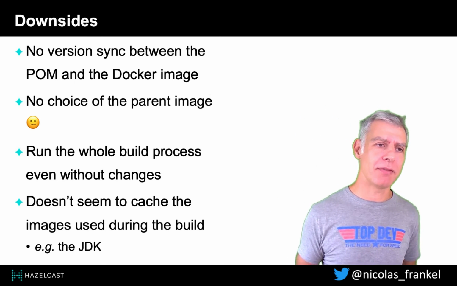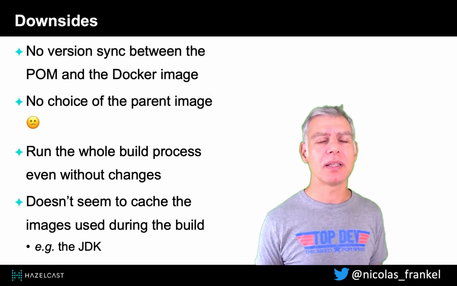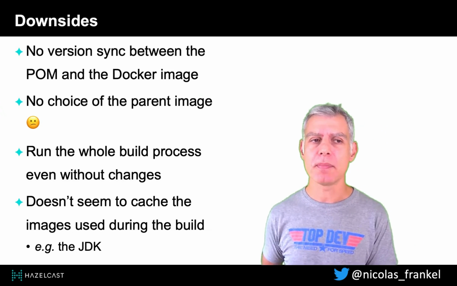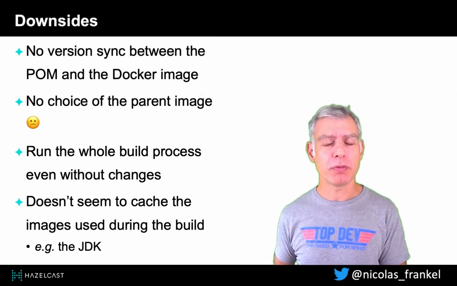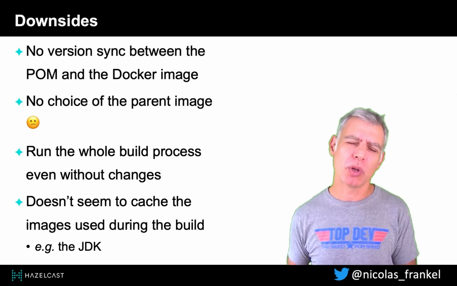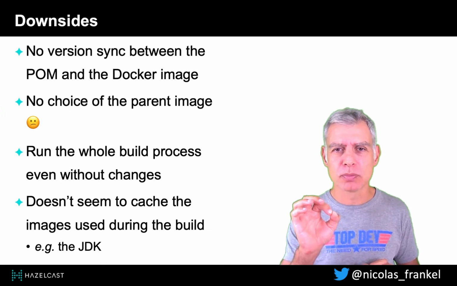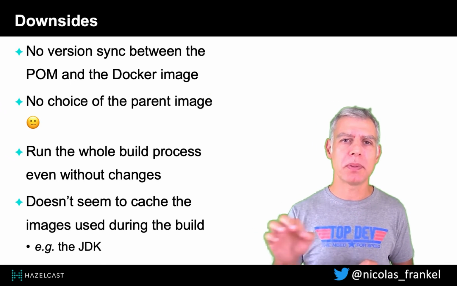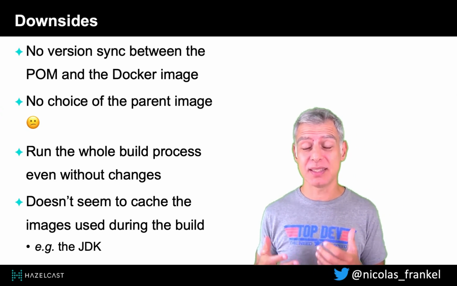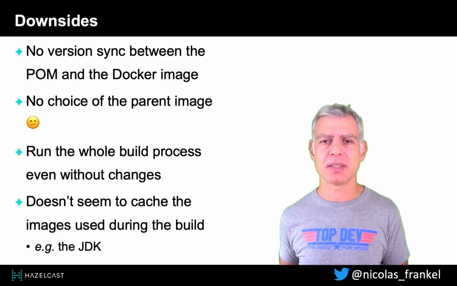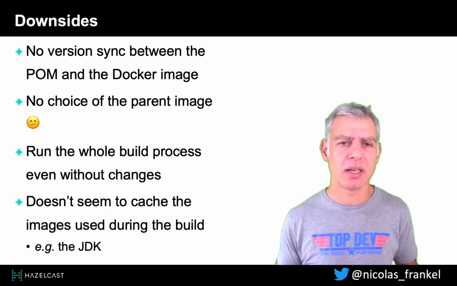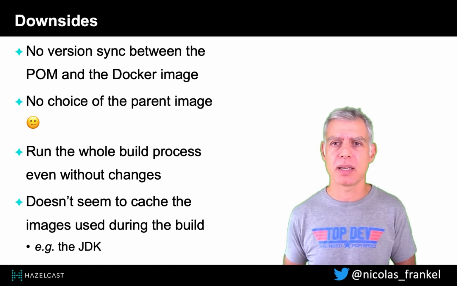However, we still have issues. So for example, again, we need to tag the image explicitly, meaning there might be version synchronization. The choice of the parent image so far is very, very limited. We have no choice. No, that's not true. We actually have a small choice, but in general, if you change the parent image, it won't work anymore. In general, the process is super slow. Every time you change a little bit of things, it will run for ages, and it doesn't seem to cache the intermediate image. At least that's my experience.